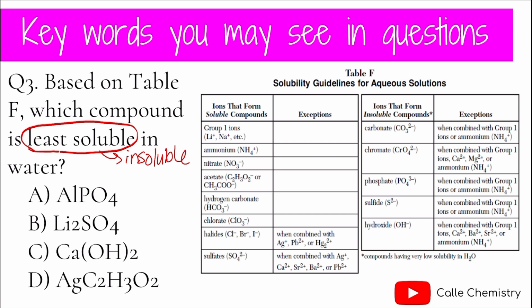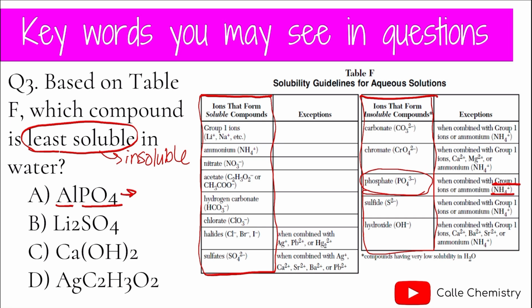All right, so let's go through them. First one is AlPO4. So once again, I'm either going to find the ion Al or PO4. If you scan the ions in these boxes, we find that we have PO4 over here on the right side. Phosphate. Phosphate forms insoluble compounds except with group 1 ions or NH4. If you don't know if Al is a group 1 ion, feel free to go to the periodic table and check for yourself. Al is not a group 1 ion, so AlPO4 will be an insoluble compound.